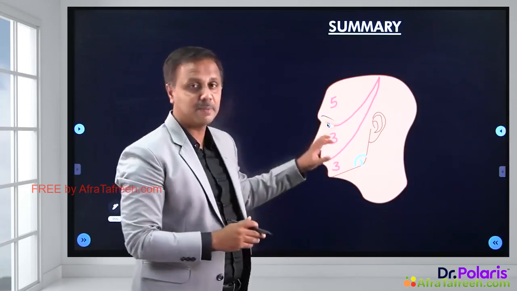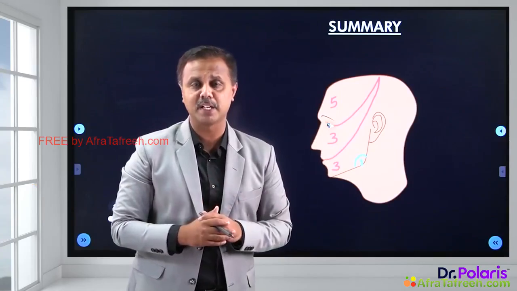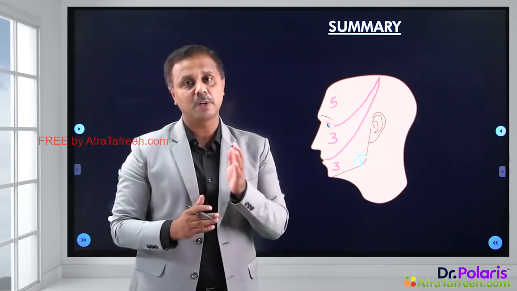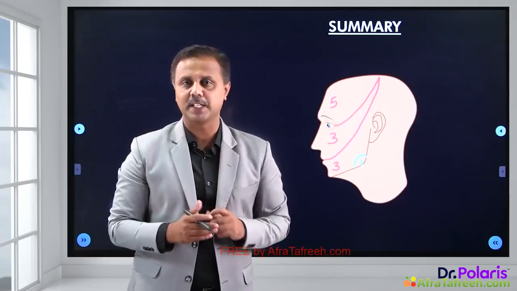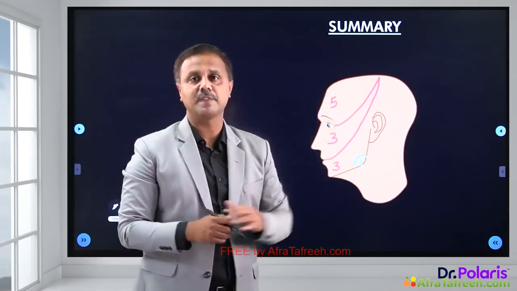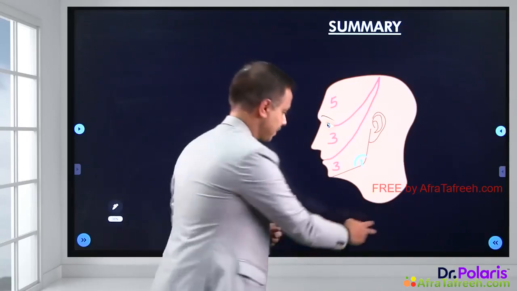This is because of demyelination of the nerve fibers present within the sensory root of the trigeminal nerve, and the most commonly affected division is the mandibular nerve, followed by the maxillary nerve, and the least affected is the ophthalmic nerve. This is regarding the sensory innervation of the face and its clinical significance. That's it for this session.